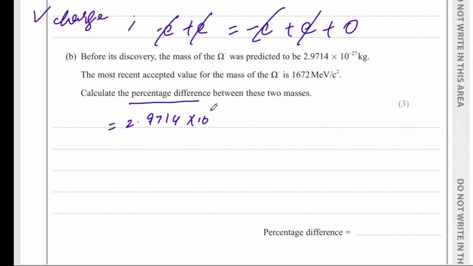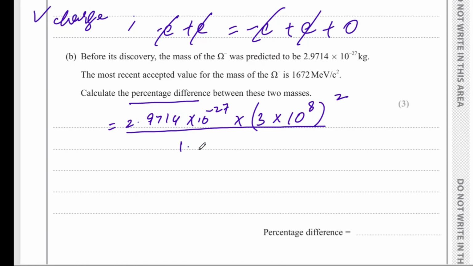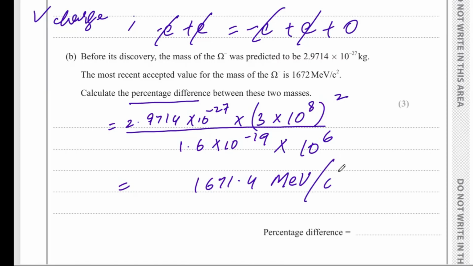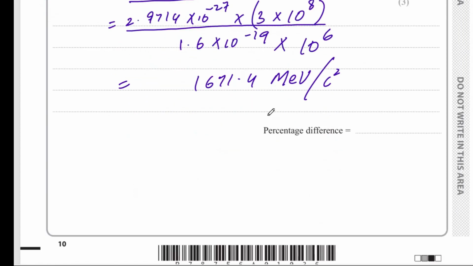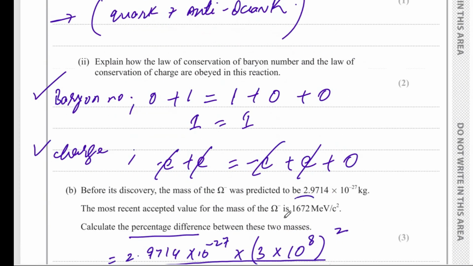2.9714 times 10 to the power of negative 27, which is the mass in kilograms, right? I'm going to multiply it by c square. The value of c, everybody knows, is 3 times 10 to the power of 8, squared, right? And then I'm going to divide it by the charge on one electron, and that has to be 1.6 times 10 to the power of negative 19. And for mega, it comes out to be 10 to the power of 6. So when you solve everything down, you must be having 1671.4 mega electron volt per c square. Now I'm going to calculate the percentage difference between the previous and the new value. So that's going to be, you can see that the new value is 1672.